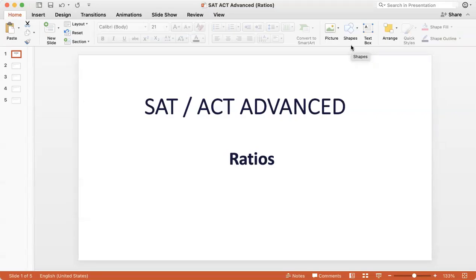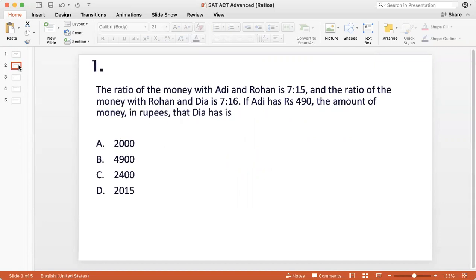In the series Target 750 Plus, we look at advanced problems from math topics on SAT and ACT. Today we'll look at ratios. So let's begin. The ratio of the money with Adi and Rohan is 7 to 15 and the ratio of the money with Rohan and Dia is 7 to 16. If Adi has rupees 490, the amount of money in rupees that Dia has is what?